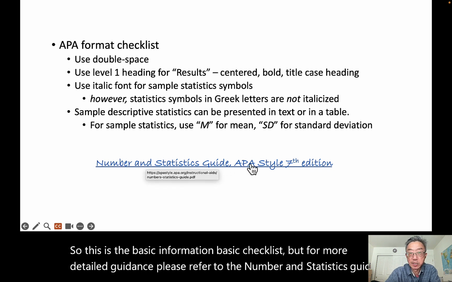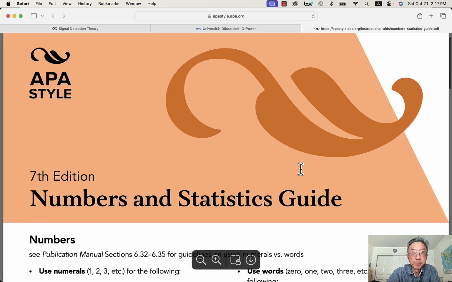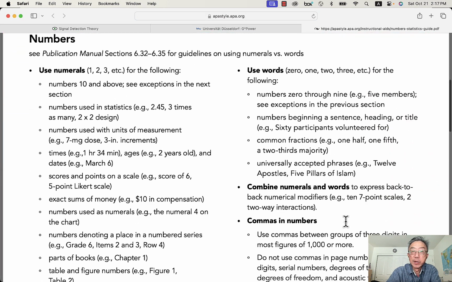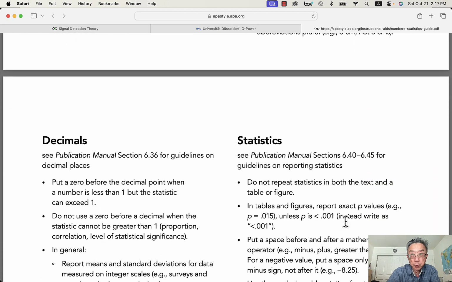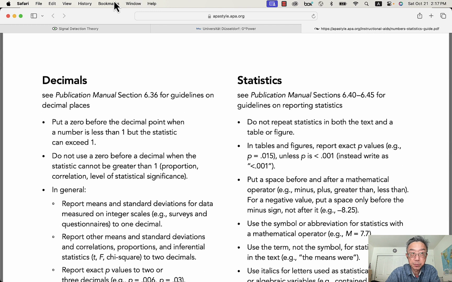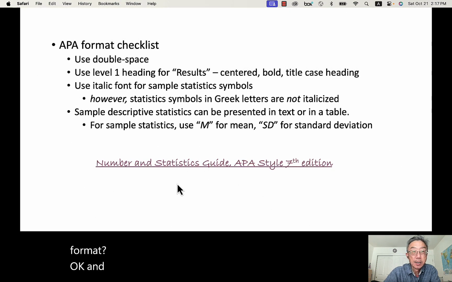Okay, so this is a basic checklist, but for more detailed guidance, please refer to the Numbers and Statistics Guide for APA Style 7th edition. If you click on that link, it leads to a page that gives you a lot more detailed information about how to report statistics and how to report numbers in APA format. Okay, and I think that's it.